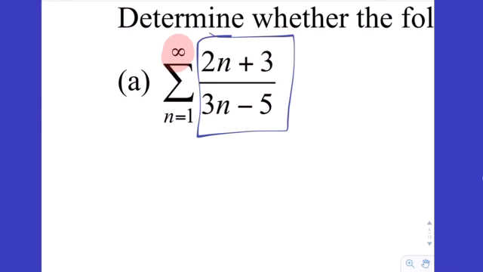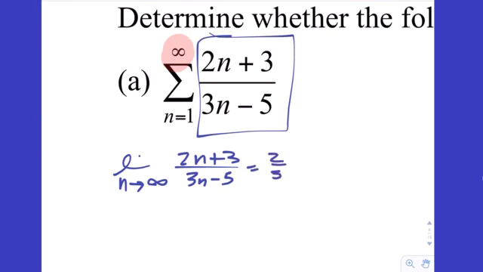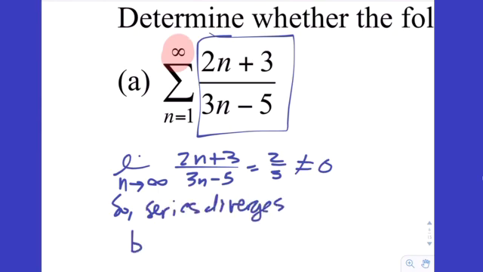If you had to justify it, here's what you would say. You would say the limit as n goes to infinity of 2n plus 3 over 3n minus 5 equals 2/3, which does not equal 0. So the series diverges. And then you would say by the nth term test.